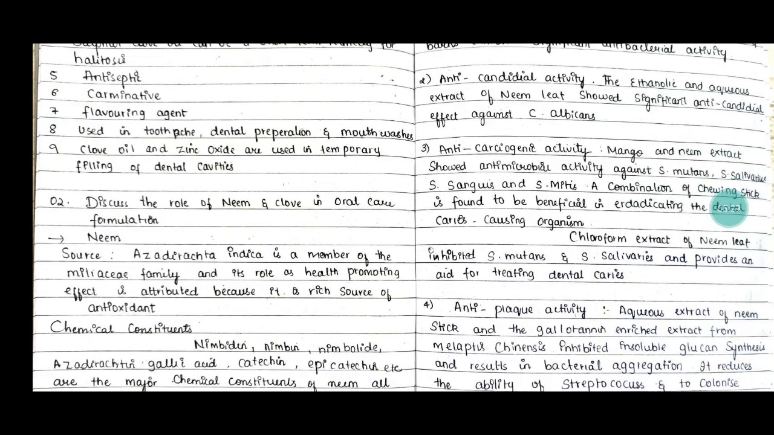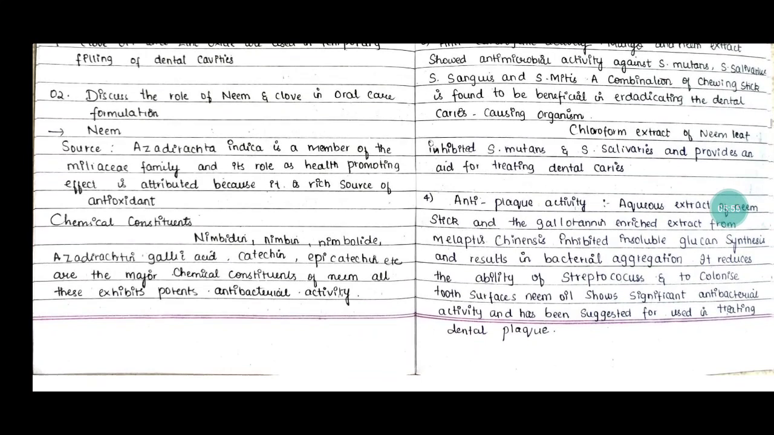So the second question, discuss the role of neem and clove in oral care formulation. The source of neem is Azadirachta indica, a member of the Meliaceae family, and its health promoting effect is attributed to it being a rich source of antioxidants. The active chemical constituents of neem are nimbidin, nimbin, nimbolide, azadirachtin, gallic acid, catechin and epicatechin.